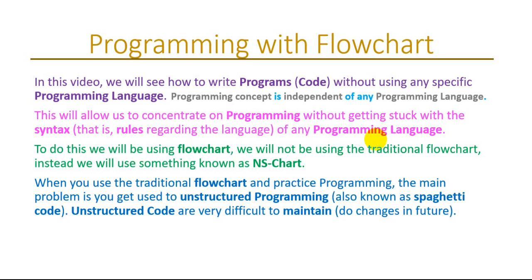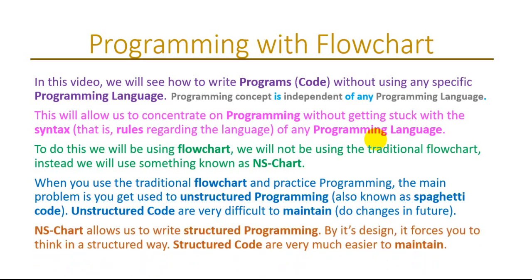You can write proper programming also in the traditional one, but most of the time you will end up writing spaghetti code, because it encourages you in a way to write spaghetti code. I will show you that in a minute. So what we are going to do is use something called NS chart, which allows us to write structured programming. Why? How? Because once you see the symbols that are available in the NS chart, by its design you will understand you are not allowed to do unstructured programming.